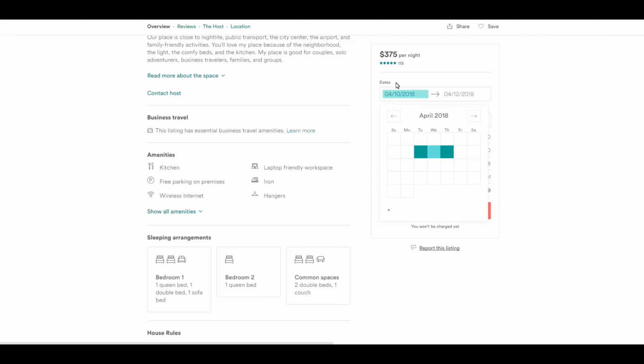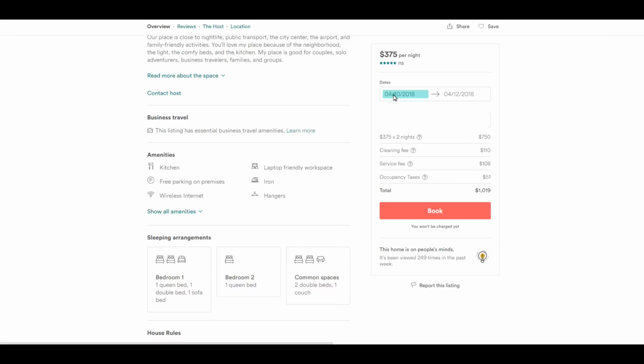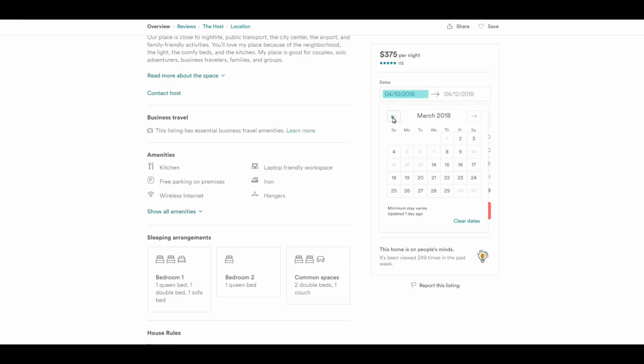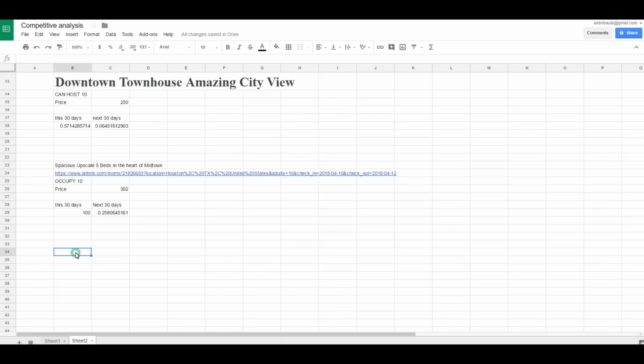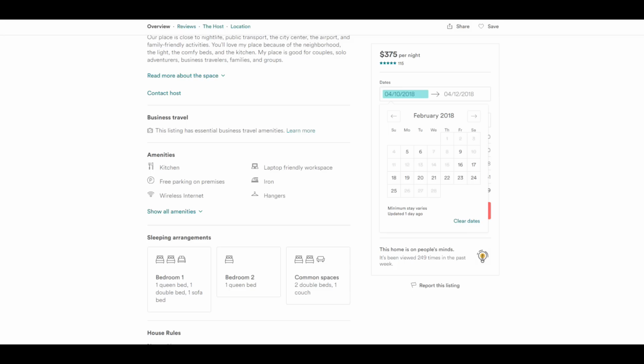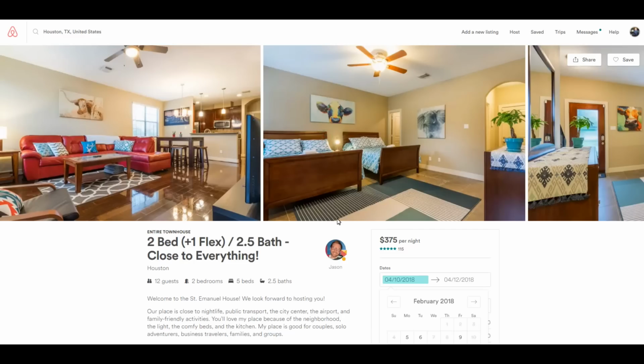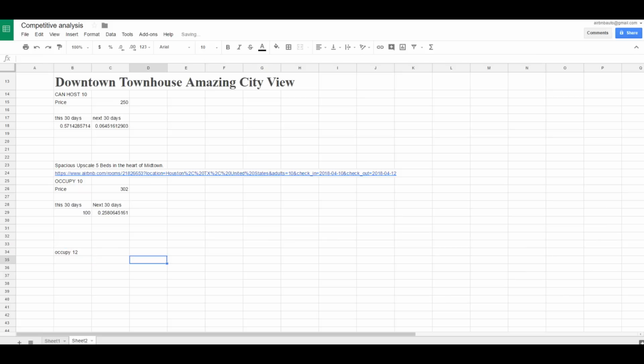In February, he's got 1, 2, 3, 4, 5, 6, 7, 8, 9, 10, 11, 12, 13 open days. So he can occupy, let's see how many it says he can occupy total. 12. Okay, so he's claiming 12. And his price is like 430 if we were right, correct? 375 now. So his price is 375 a night.